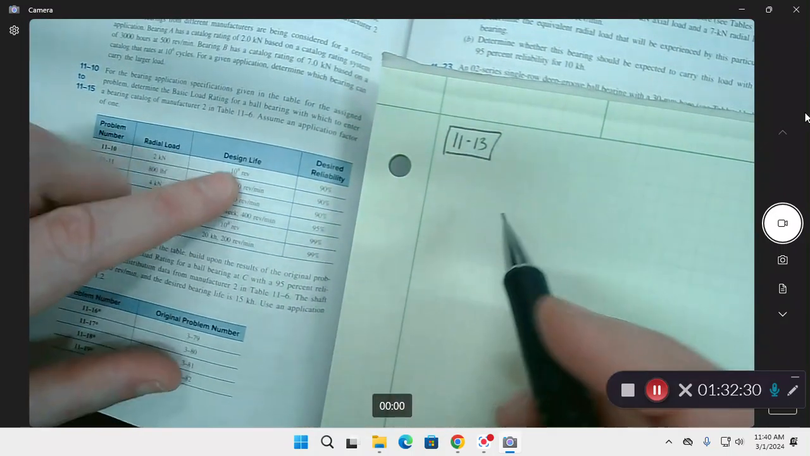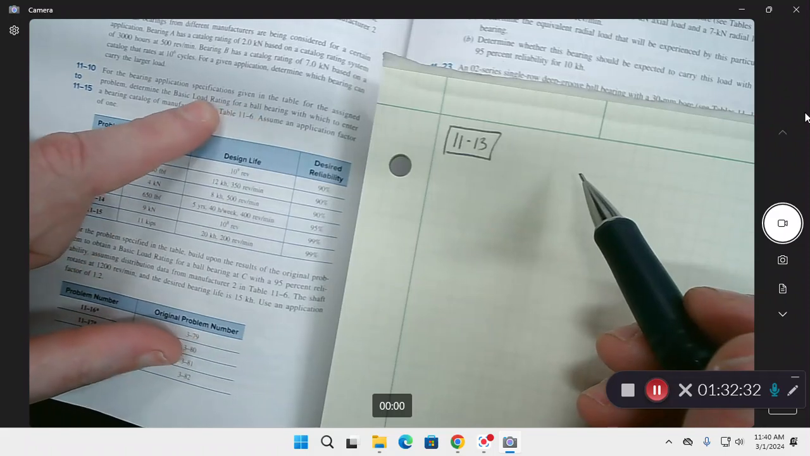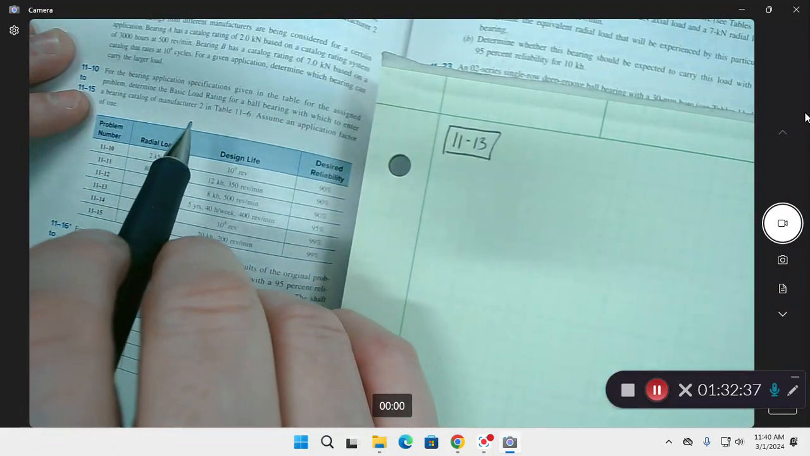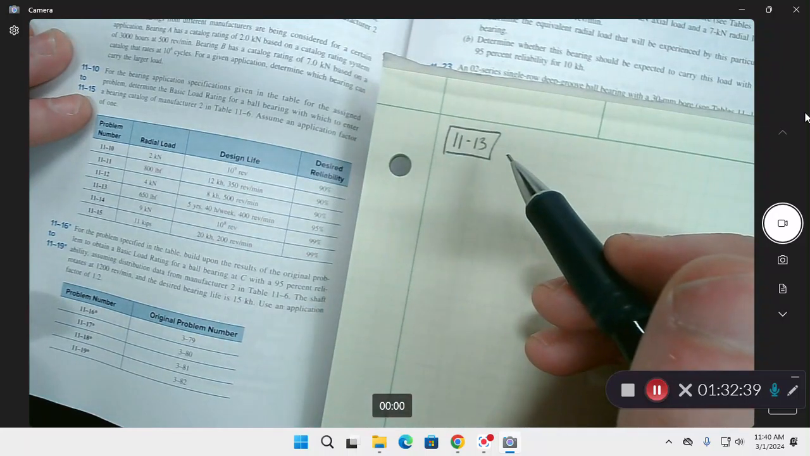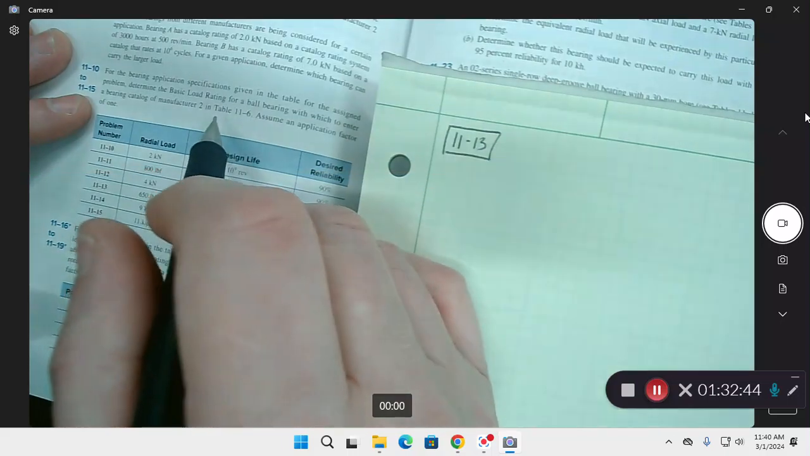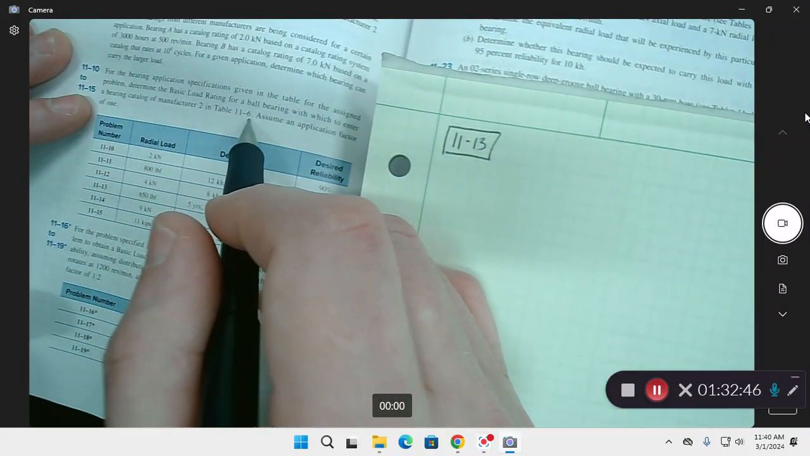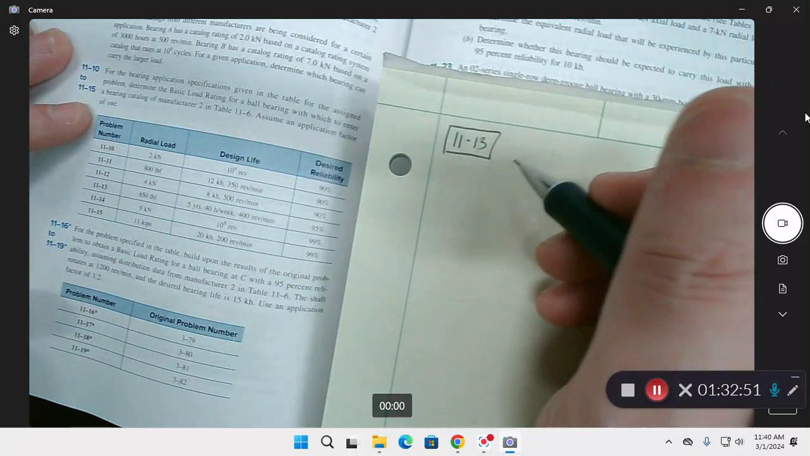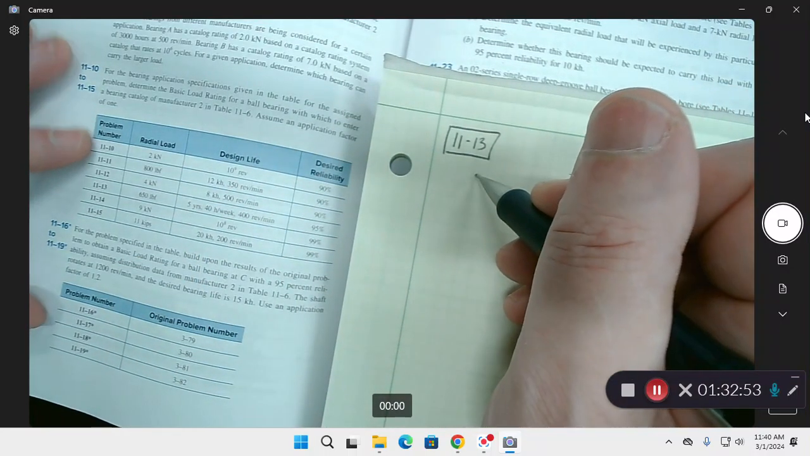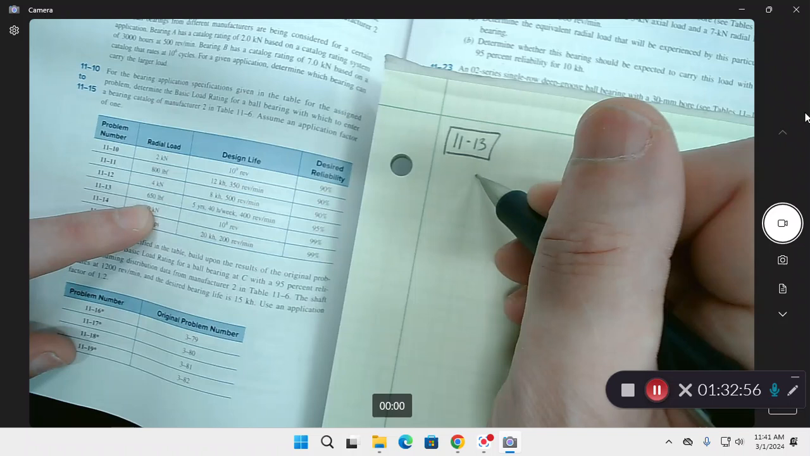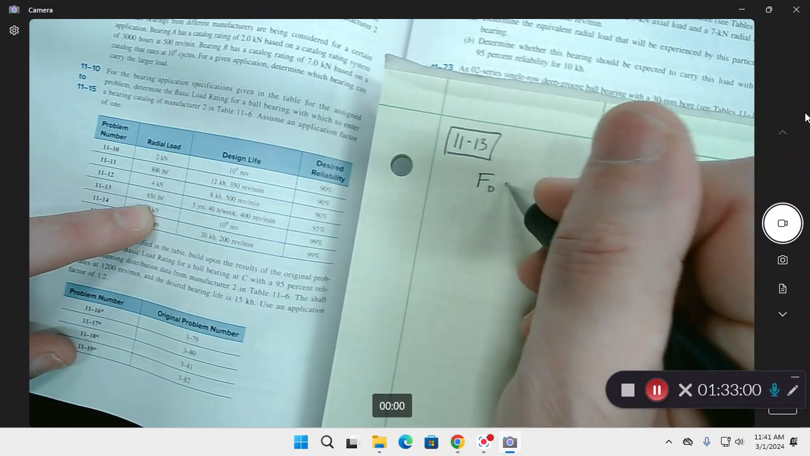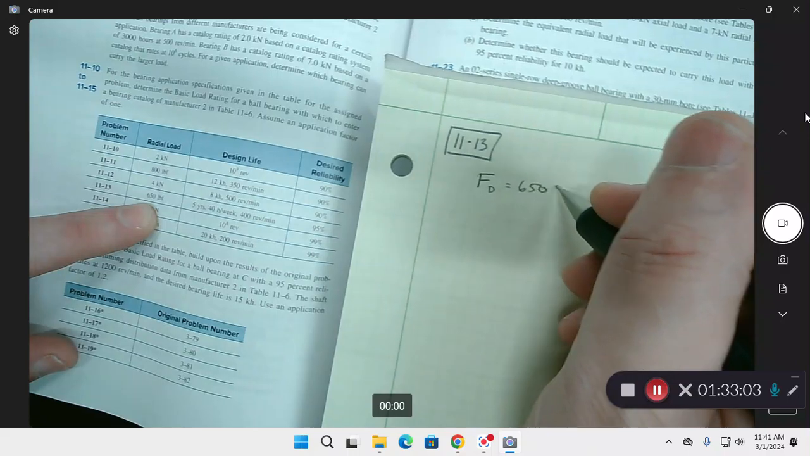Where we have, for the bearing application specification given in the table for the assigned problem, determine the basic load rating for a ball bearing with which to enter a bearing catalog in table 11.6. Assume an application factor of 1. Okay, so we're getting information. We have to convert the radial load. So the F here is going to be 650 pounds.